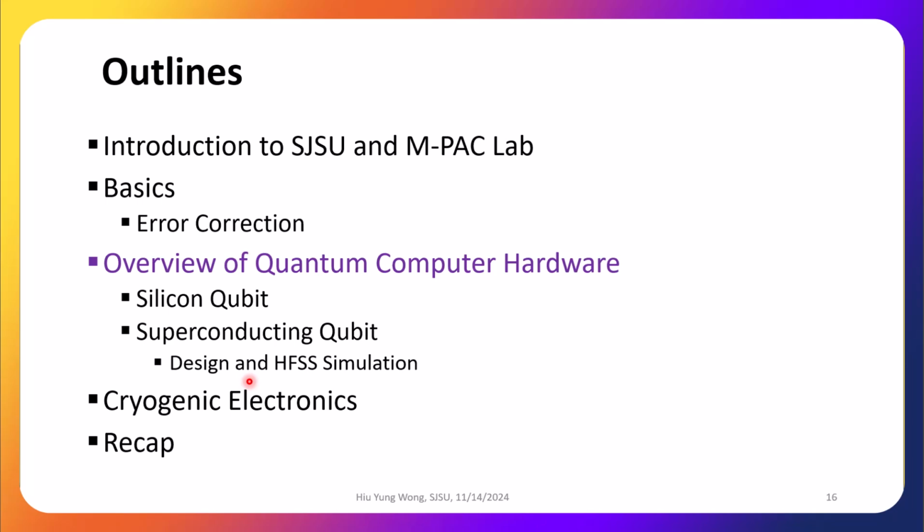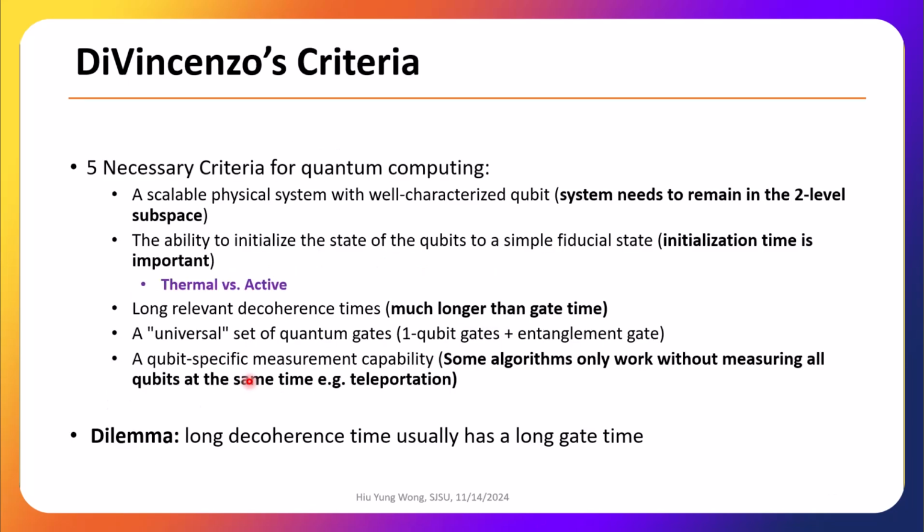Okay, so with this basics, let's look at the hardware. DiVincenzo has 5 criteria about what can be used to make a quantum hardware. First, you need to have a well-characterized qubit. You need to have a 2-level system, not 3-level, not 4-level. You need to have a well-separated 2-level system to represent 0 and 1, and then there's superposition, right?